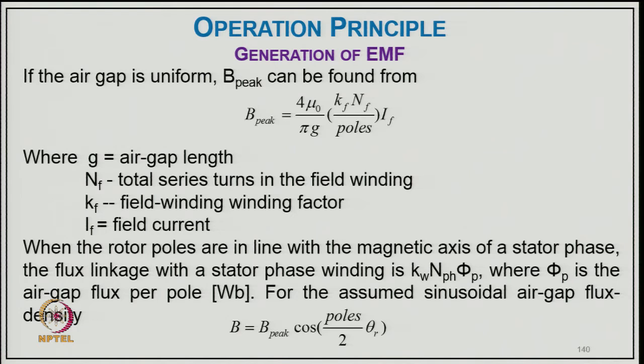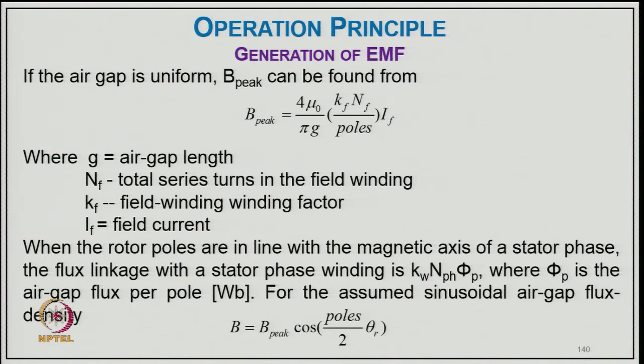So, if the air gap is uniform, B peak can be found out: B_p equal to 4 μ_0 upon π g into K_f into N_f by pole into I_f, where I_f is the field current and N_f is the number of turns in the field winding. And this B will be our B peak.